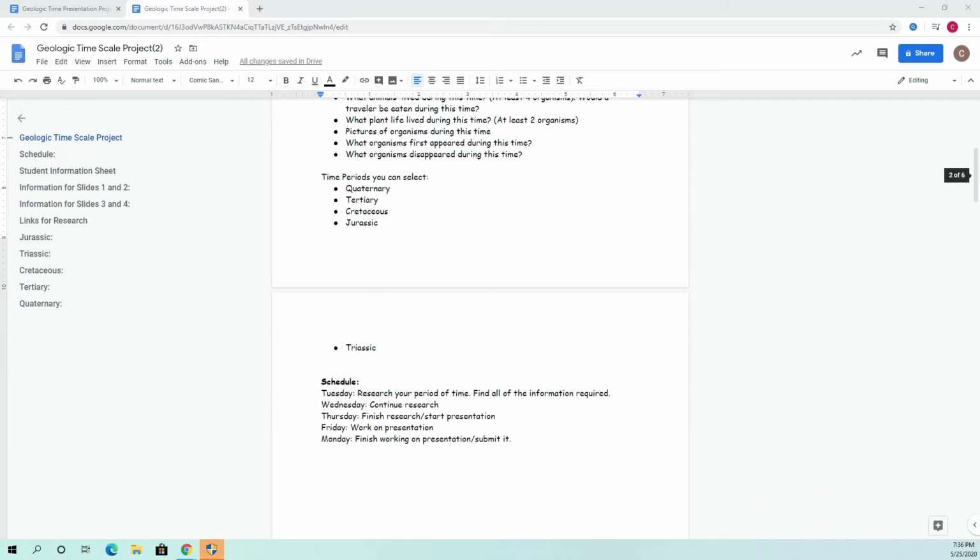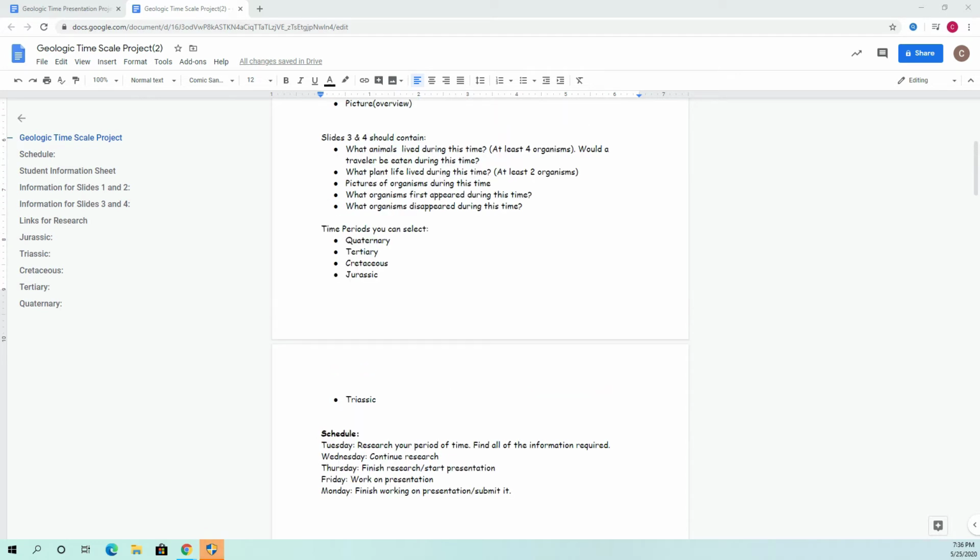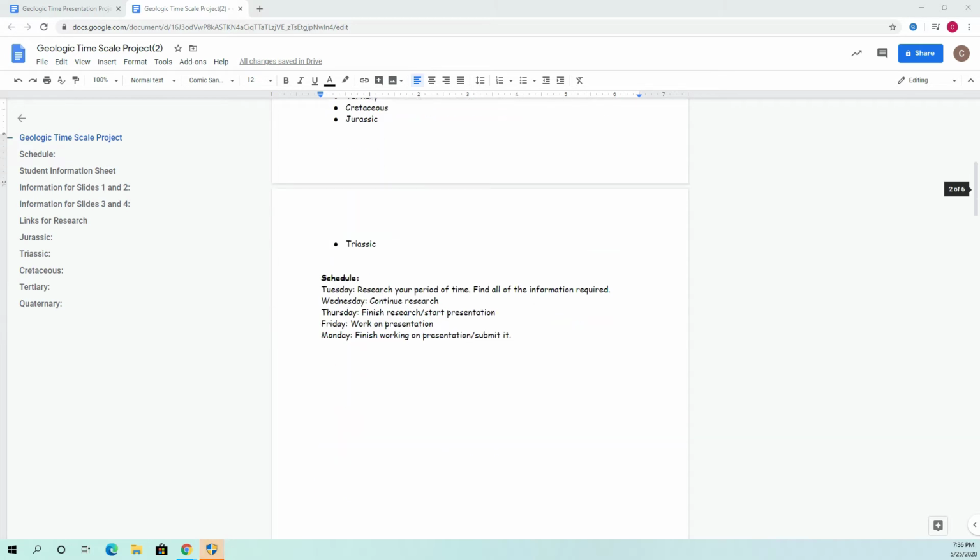Now, the time periods that you will be chosen from are Triassic, Jurassic, Cretaceous, all from the Mesozoic era, and the Tertiary or Quaternary period from the Cenozoic era. Again, I will tell you what period you're doing. These are the 5 periods in which the project will be about. You're only going to do one of them.